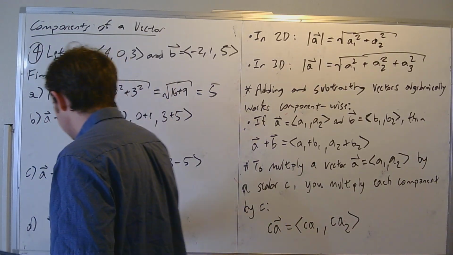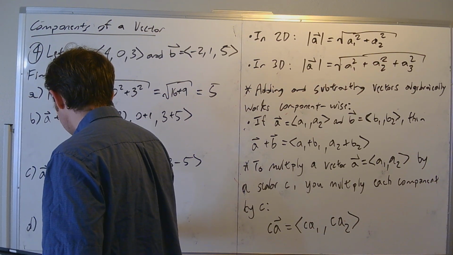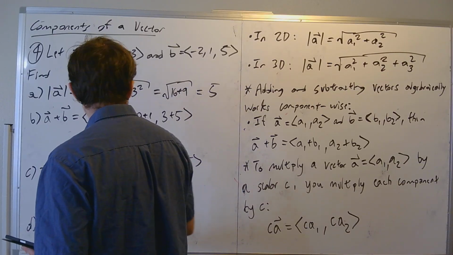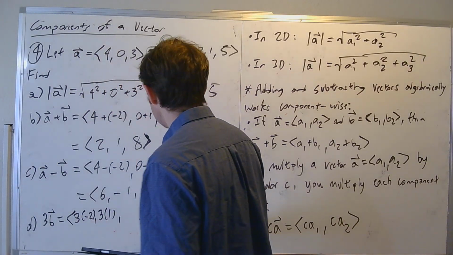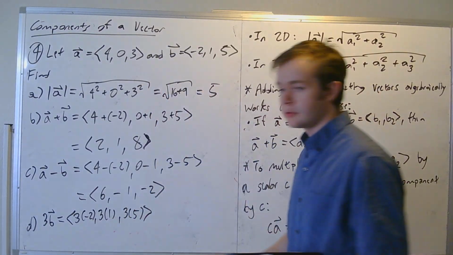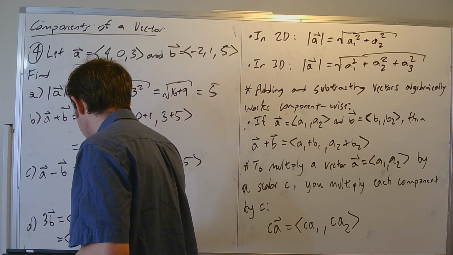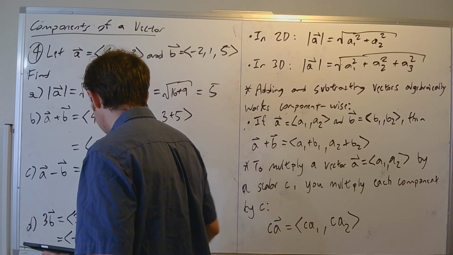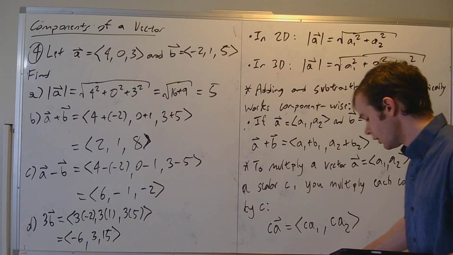So, 3 times B equals 3 times negative 2, comma, 3 times 1, comma, 3 times 5. Right, so we just multiply everything together, and here we're going to get negative 6, 3, and 15. Okay, so that's going to be our representation of 3 times B, and we just have one last part.